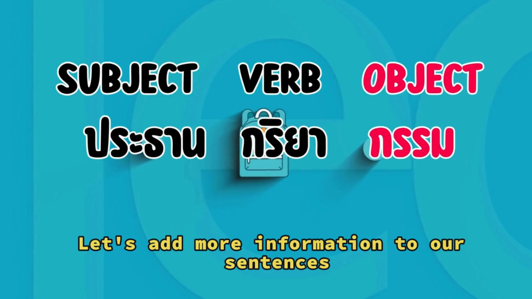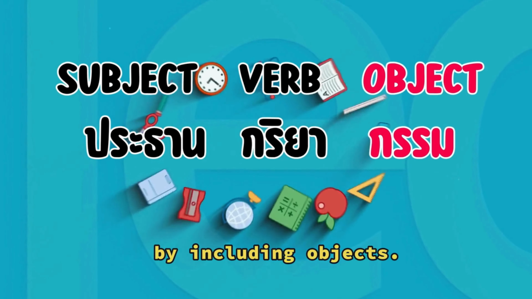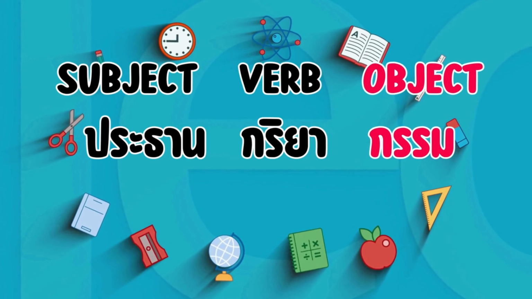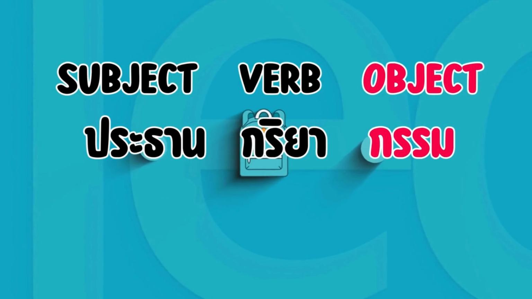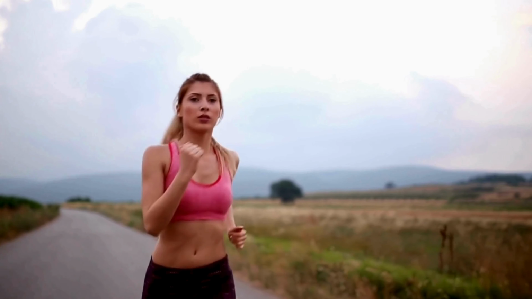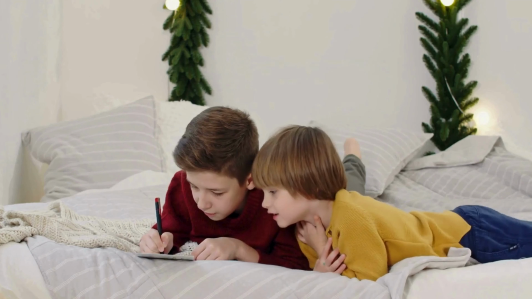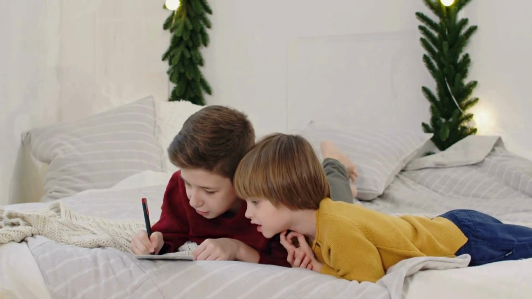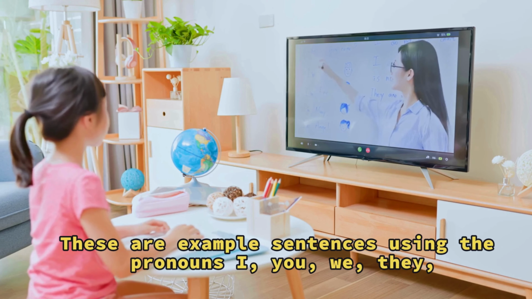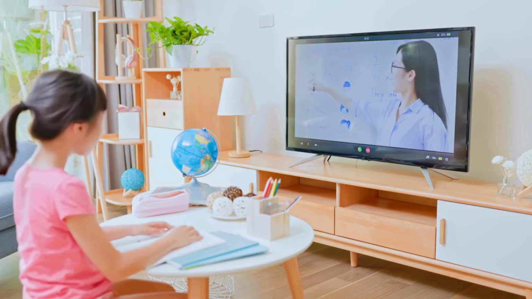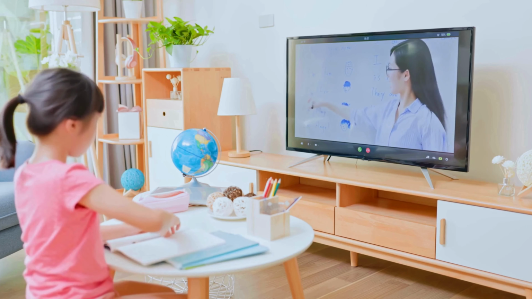Let's add more information to our sentences by including objects. Objects are the things or people that the action is happening to. For example, I eat an apple. She runs a marathon. They write letters. These are example sentences using the pronouns I, you, we, they, he, she, and it.